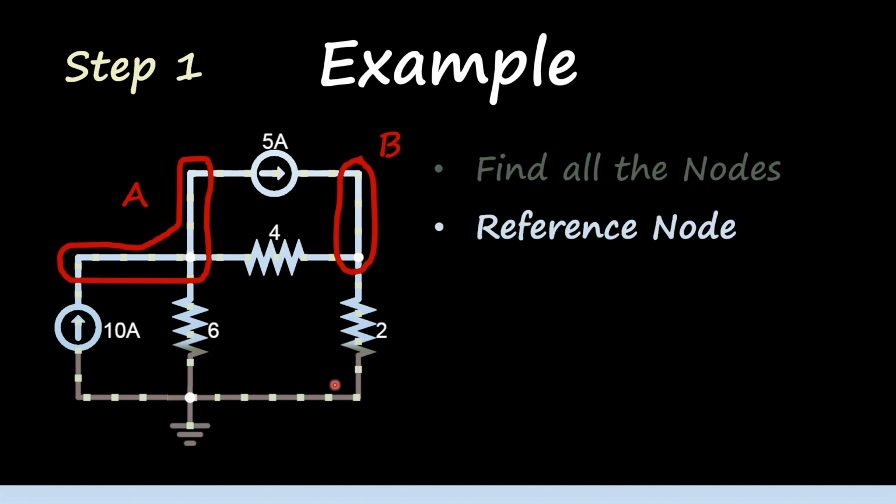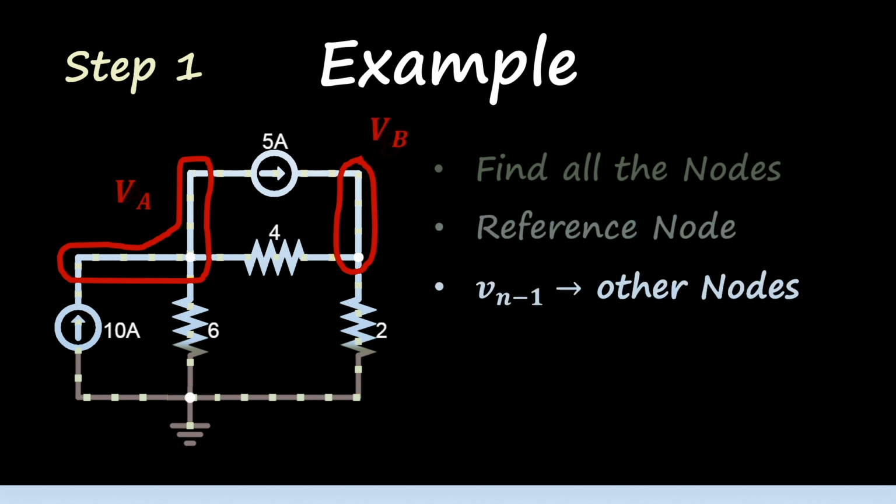For this particular example, we're going to select the ground or reference node to be this node here on the bottom. After that, we're going to label all the other nodes with either V1, V2, VA, or VB. You pick, as long as you are consistent, that's what matters. So we have node VA and node VB.